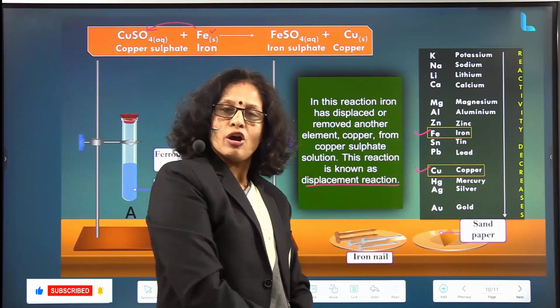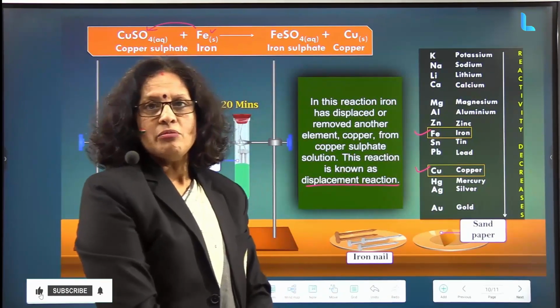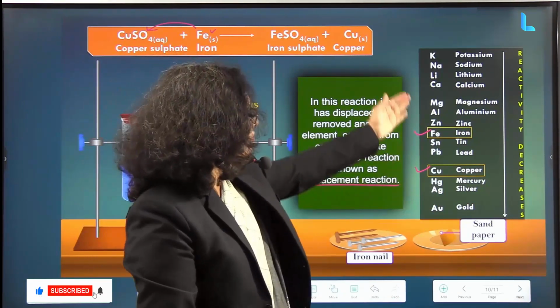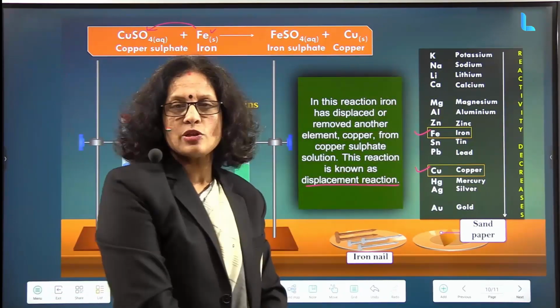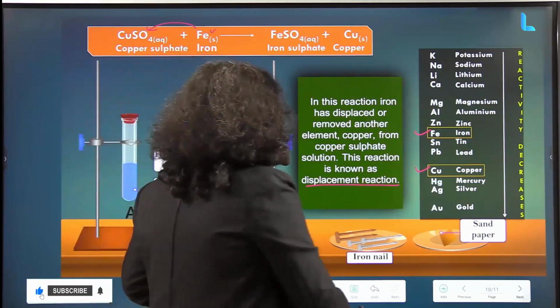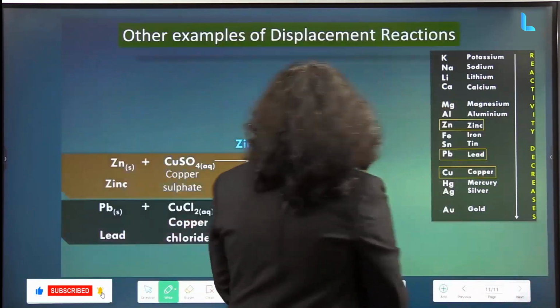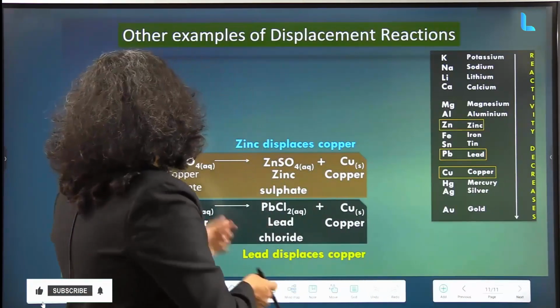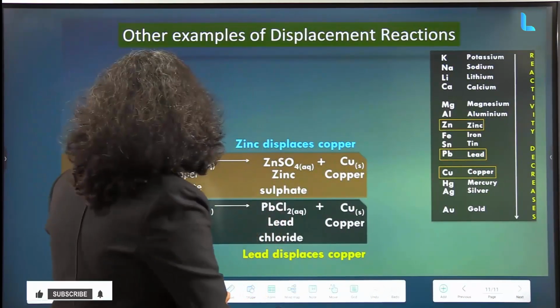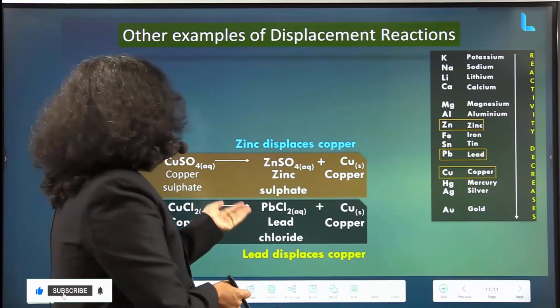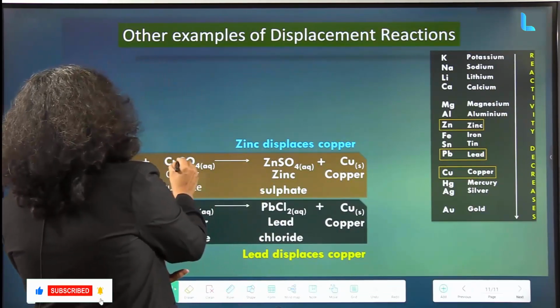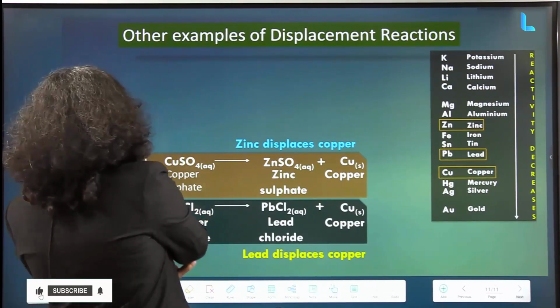From the solution of copper sulfate. Why? Because copper is less reactive compared to all these elements which are present above copper in the reactivity series. Now here we can see another reaction where zinc and copper sulfate are there. So again, copper is getting displaced by zinc.